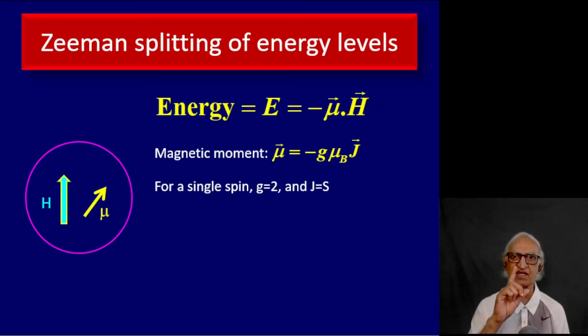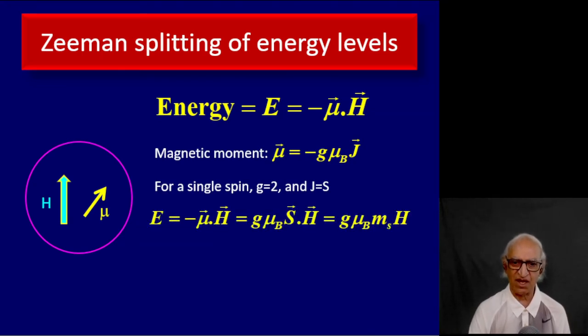Now, if you're considering a single electron or a single proton, then its angular momentum is just the intrinsic angular momentum, the spin angular momentum. Therefore, we will adopt the usual notation of S instead of J. And for an electron or proton, this factor g is 2. If you have studied quantum mechanics, you will know why g is 2. If not, you simply accept my statement that g is 2 for an electron. Therefore, the magnetic moment of an electron is given by minus 2 Bohr magneton times the spin S.